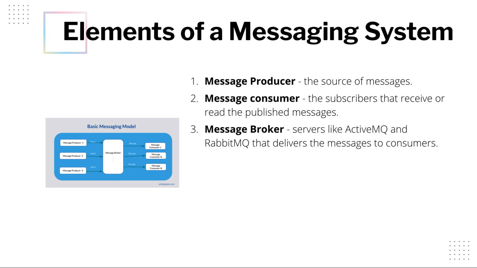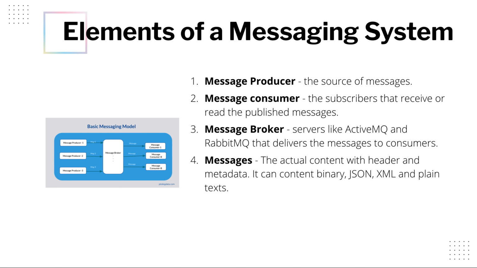Then we have message broker. Message brokers are the servers like RabbitMQ which deliver the messages to consumers. And then finally we have messages, the actual content or the actual payload. Messages can have certain metadata and headers as well. The content of a message can be binary, JSON, XML or plain text.